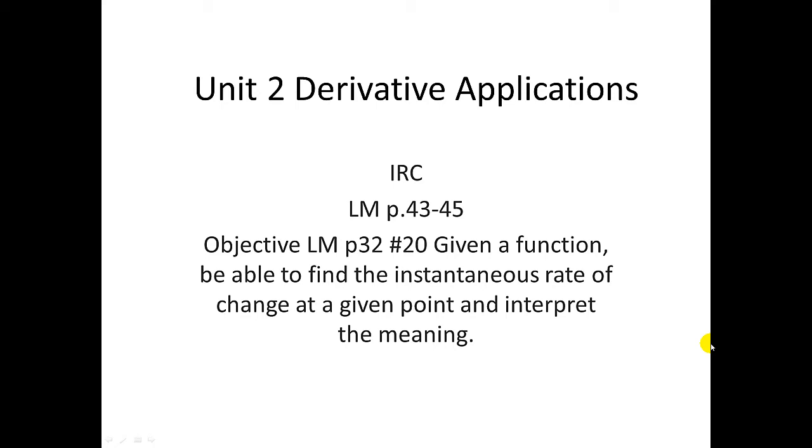Okay, as we start Unit 2 derivative applications, we're going to start with instantaneous rate of change. I'm going to go through 6 examples in the lab manual. The objective is on page 32 in the lab manual, number 20: given a function, be able to find the instantaneous rate of change at a given point and interpret the meaning.